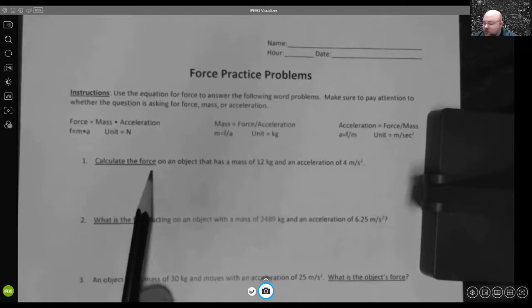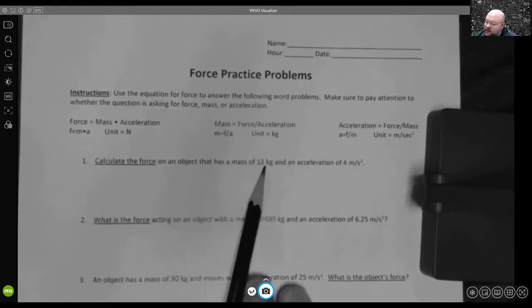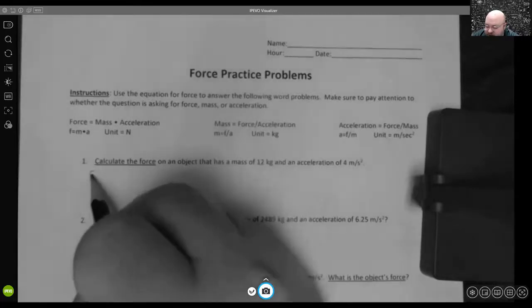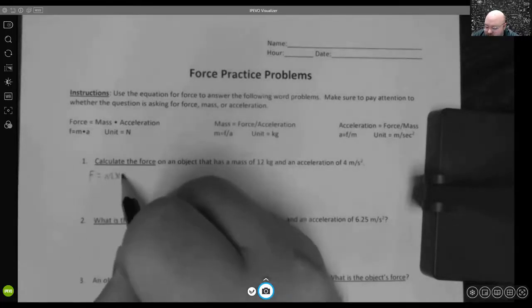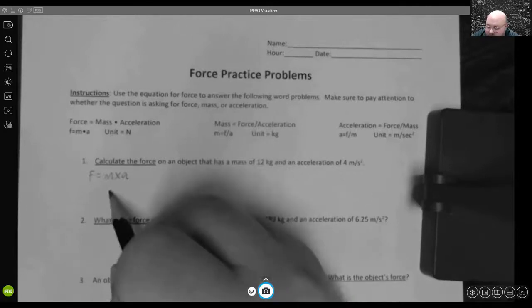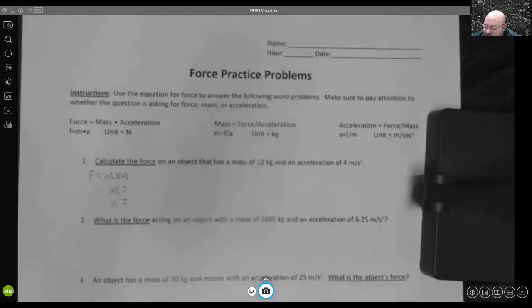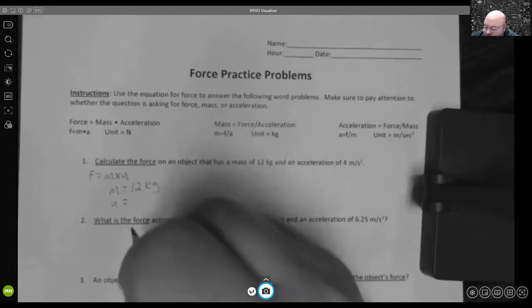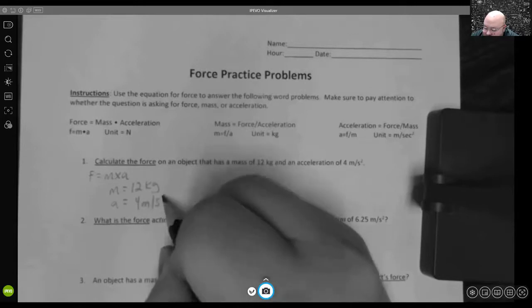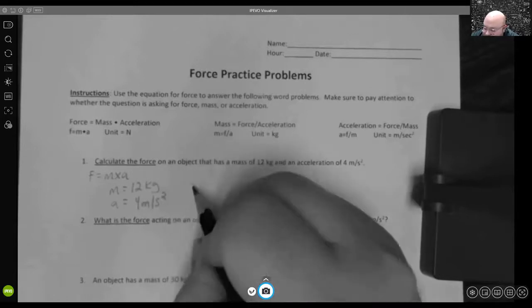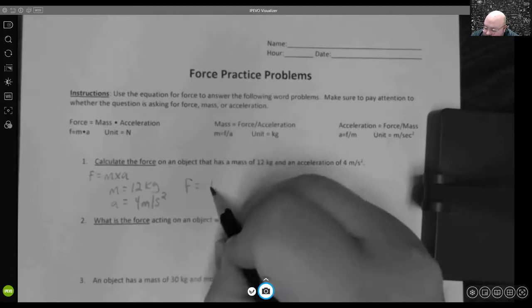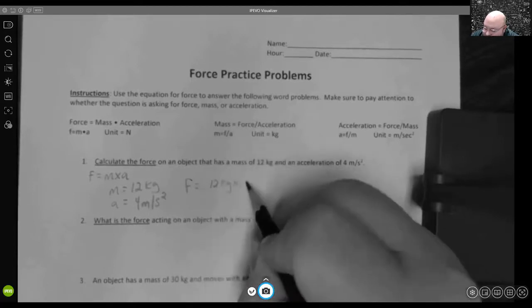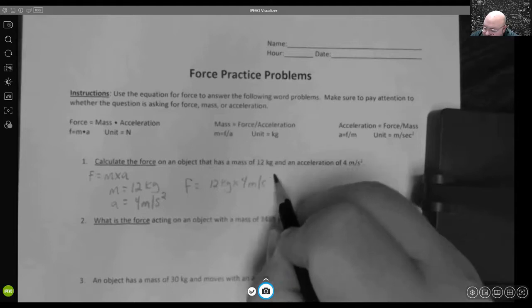It says calculate the force on an object that has a mass of 12 kilograms and an acceleration of 4 meters per second squared. Well, we can see right away it says calculate the force. So we're going to do F equals M times A. In this problem, our mass is 12 kilograms and acceleration is 4 meters per second squared, okay? So F equals 12 kilograms times 4 meters per second squared.